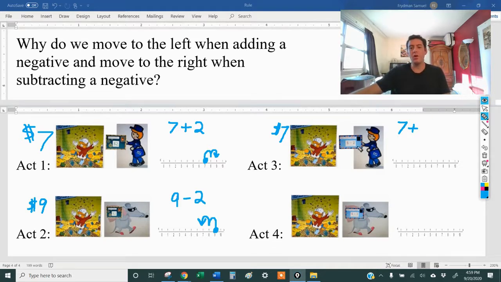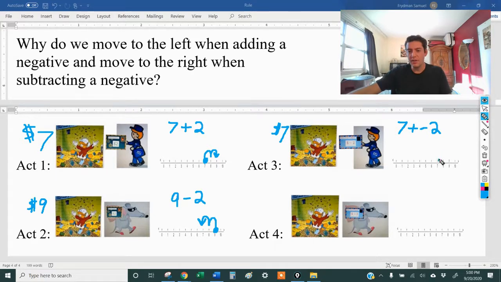So thank you, Mr. Mail. Oh, wait a minute. Uh-oh. What is he giving us? He's giving us a bill from the water company, which is telling us that we have to pay $2. So how are we going to represent that in our mathematical expression here? That's not going to be a positive 2. That's going to be a negative 2. So in this situation, we have 7 plus negative 2.